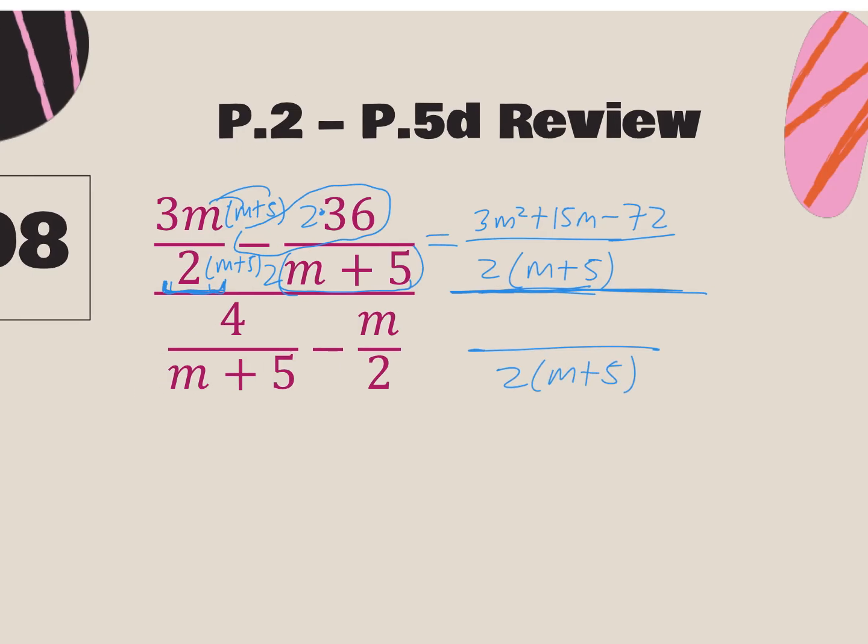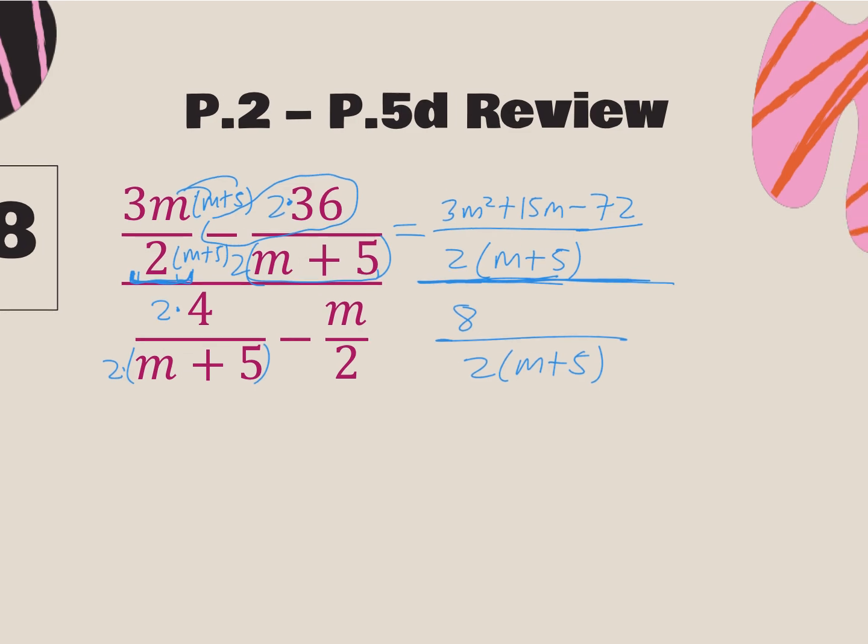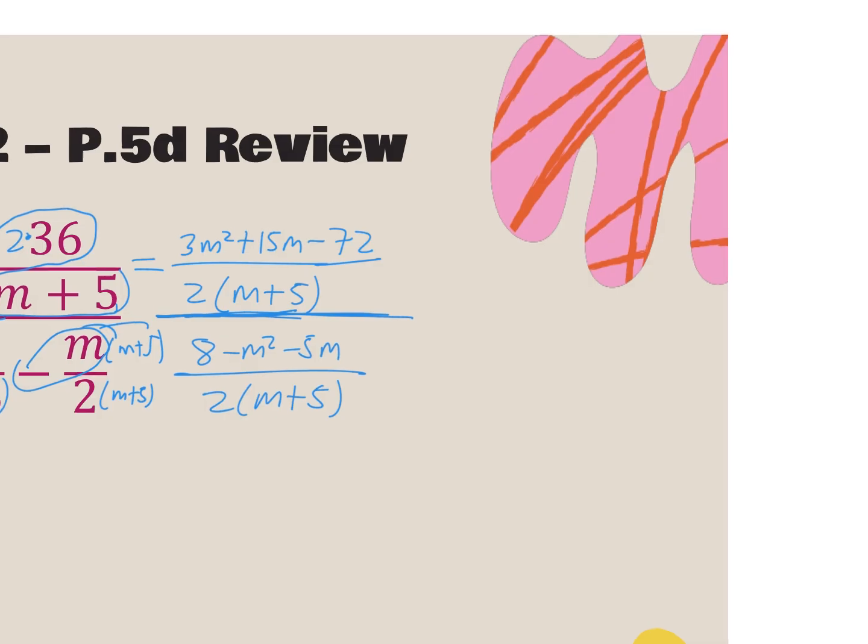All right, and then so for this one, all I have to do is multiply the top and the bottom by 2, and so you end up with 8. And then the next one, I can multiply the top and the bottom by m plus 5. Don't forget there is a minus in front, so I'm going to distribute a negative m to everything, and that's going to get you a negative m squared minus 5m.